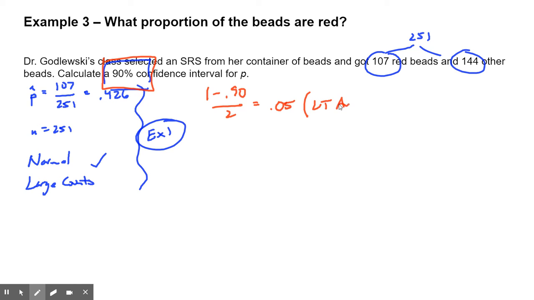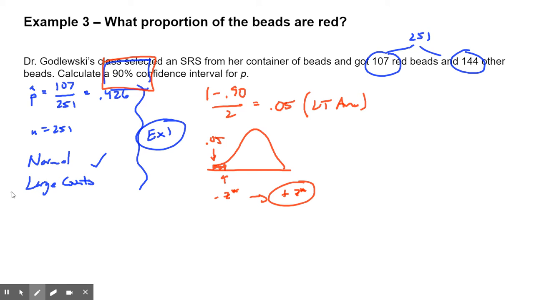That's the left tail area. Again, if you need to draw your picture, that's this area right there, 0.05. We are going to use the stats applet to find the negative z star value and then interpret it as a positive z star value to use in our equation.